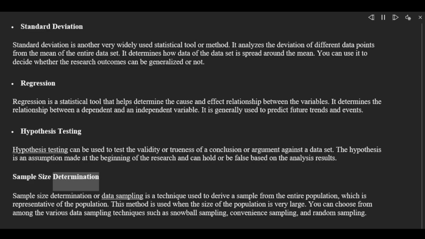Sample size determination. Sample size determination or data sampling is a technique used to derive a sample from the entire population, which is representative of the population. This method is used when the size of the population is very large. You can choose from among the various data sampling techniques such as snowball sampling, convenience sampling, and random sampling.